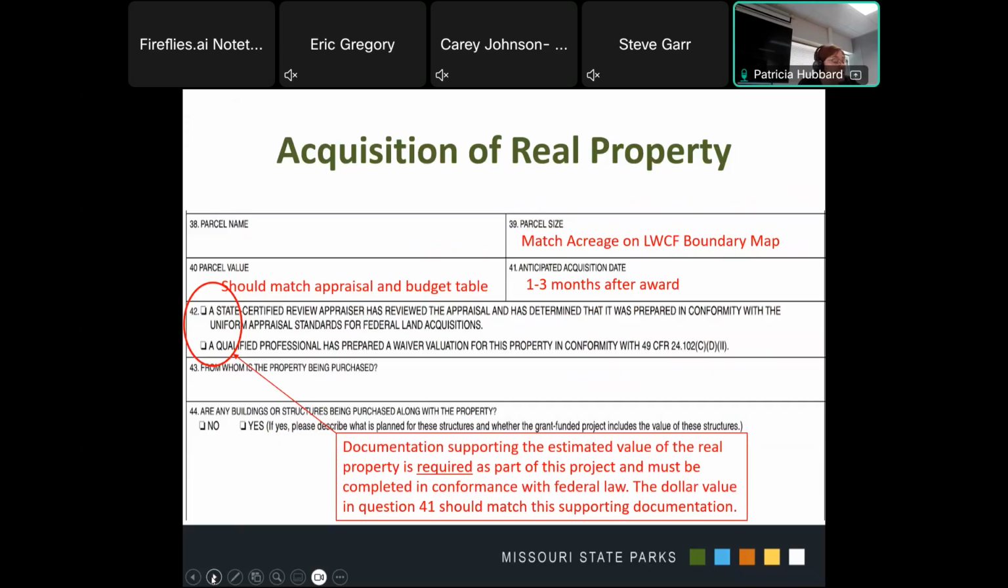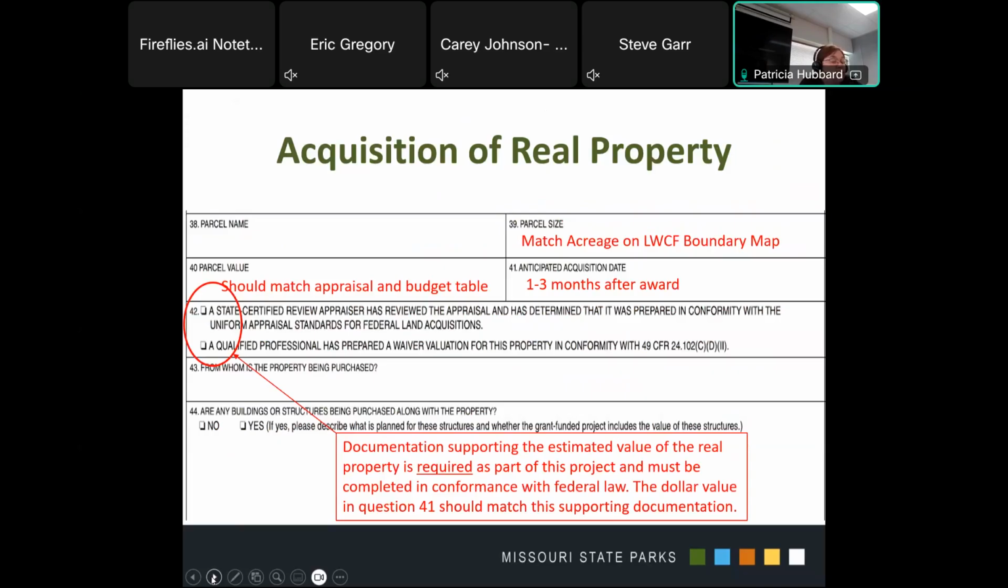So question 41 asks you to indicate what your anticipated acquisition date is. Since property can't be acquired until an award is received, I recommend that you write something to the effect of 1 to 3 months after award, or 1 to 6 months after award, depending on if you know it's going to take a little bit longer.